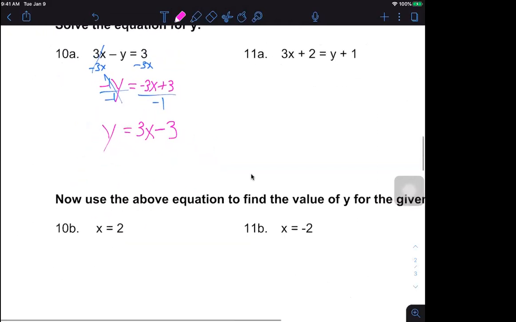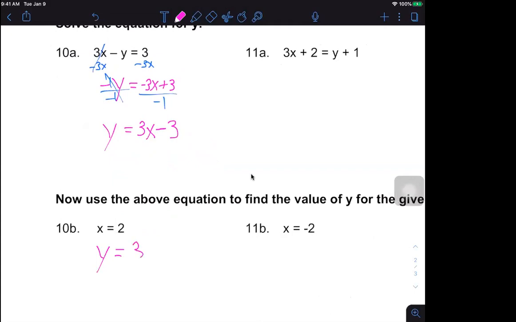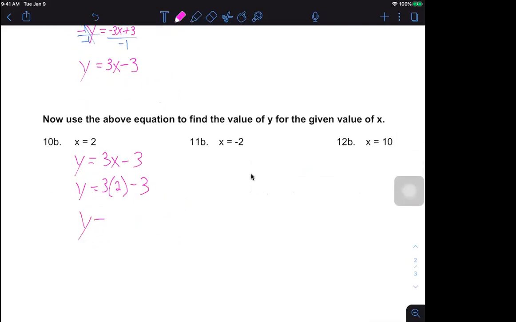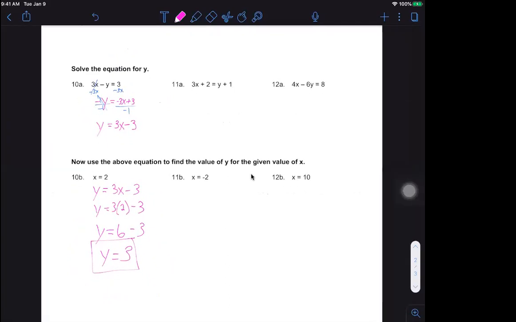So now we're going to take that equation, y equals 3x minus 3, and we're going to plug in. Again, anytime we plug in, we use parentheses. So we're going to use parentheses with the 2. And Emma, what do we get here? 3 times 2 gives us? 6. 6, good. And then 6 minus 3, what do we get for a final answer? 3. Awesome. So that's going to be 10.